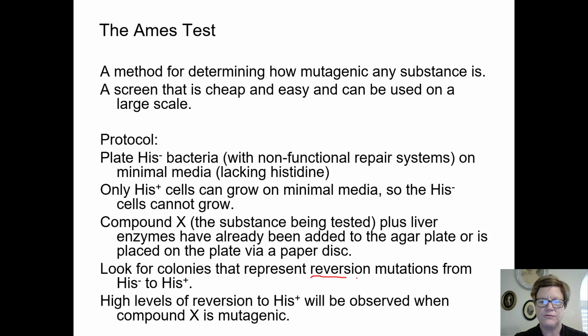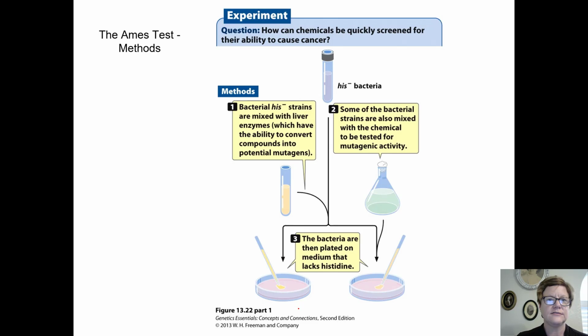Those would represent reversions, or I guess they could represent suppression mutations, that change the bacteria from having a His minus phenotype to a His plus. You're really only able to see phenotype. But if you see a lot of changes of the His minus cells to His plus, it means that there's some level of mutation happening, and it's because of compound X. So this is the beginning of the Ames test.